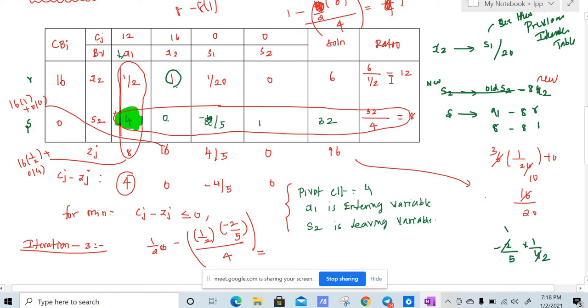So 6 divided by 1 by 2, 32 divided by 4. So which is the least here? Least positive value, 8 is least. So this will be my key row, and this is my key element.